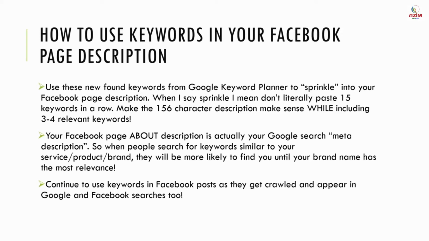When you're creating your Facebook About description, think of this as your Google meta description. By meta description, I mean those 156 characters you see when you search on Google. It's the title and then the description. That's what your Facebook About description is. So describe your brand, what you do, your services or product, and while doing that, try to plug in 3, 4, maybe 5 relevant keywords that people are searching according to Google Keyword Planner.